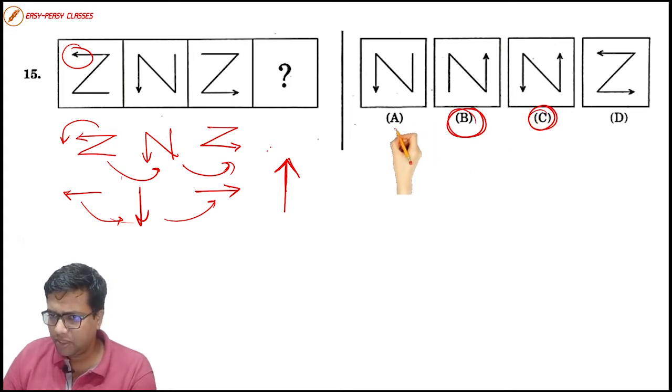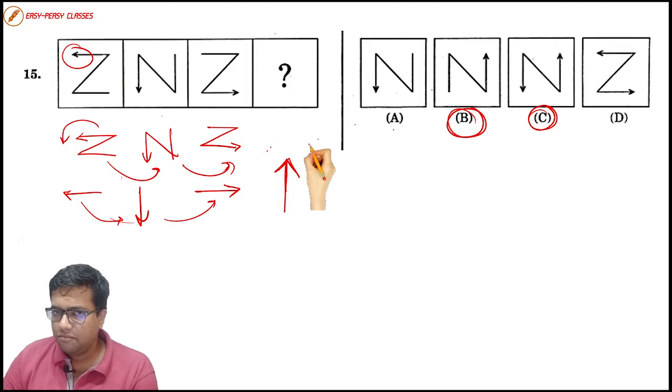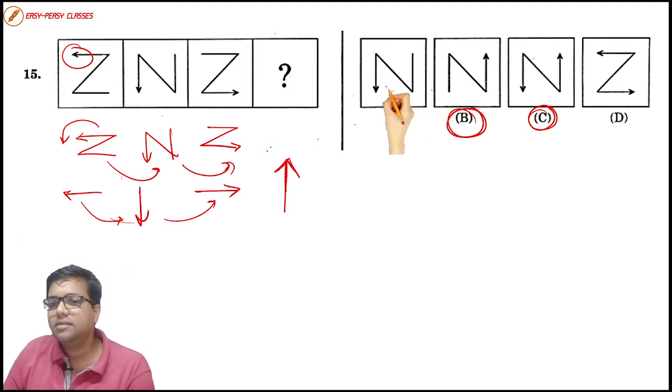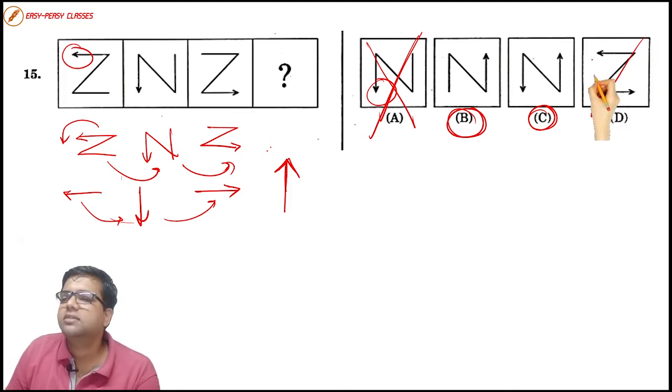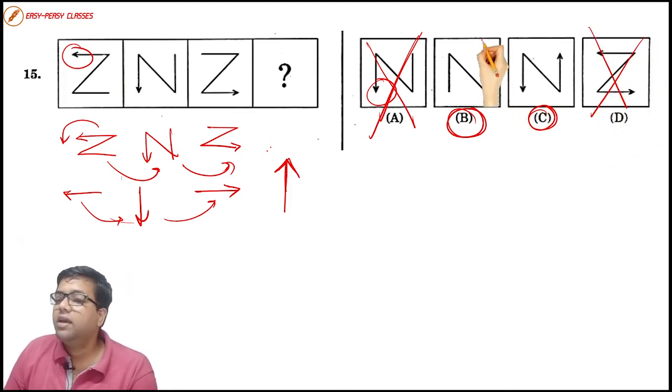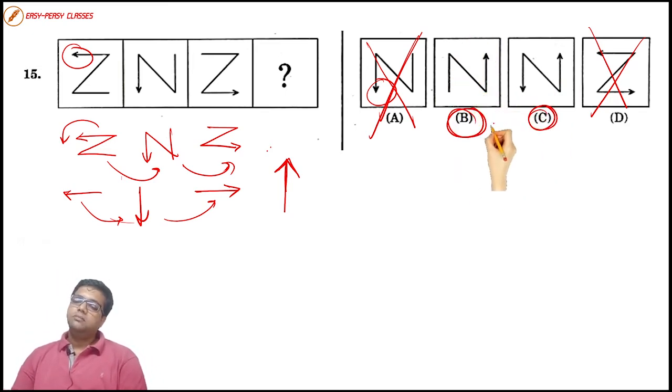Do we have it in option number A? Option number A, does it have any upward directed arrow? No, it has a downward directed arrow. So option number A doesn't count. Option number D also doesn't count because it has forward and backward directing arrows. Now we have a competition among these two options, B and C. So we need to eliminate one among them.